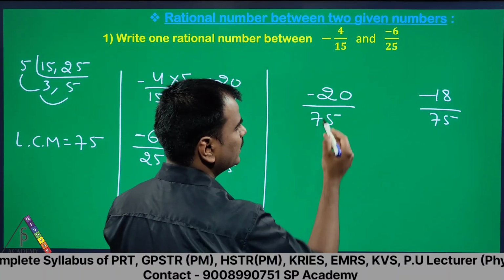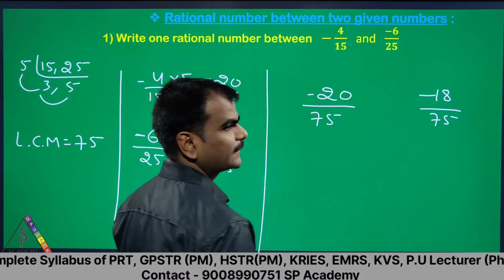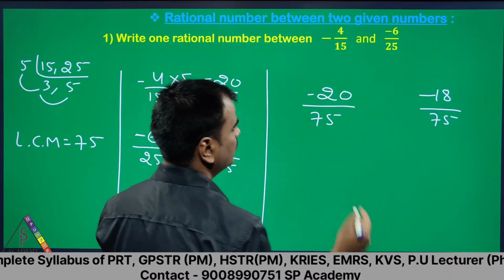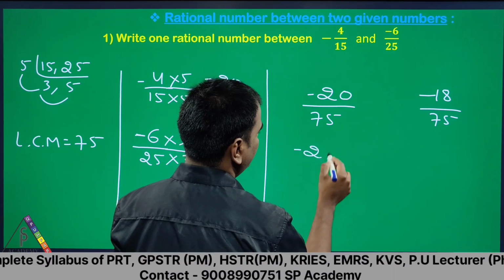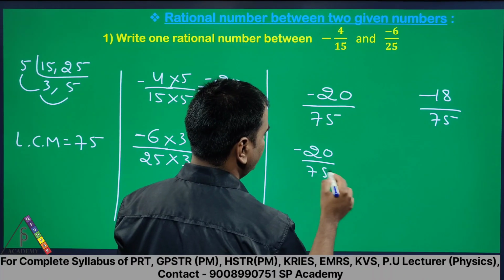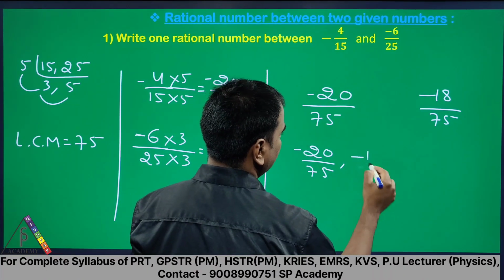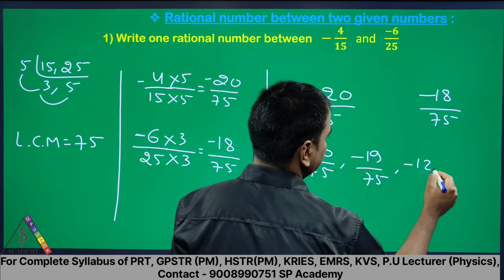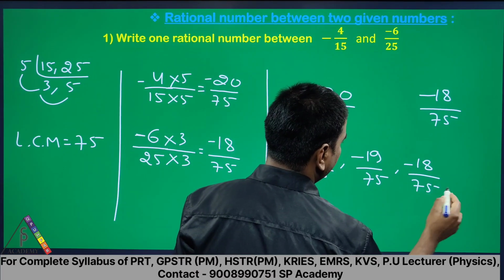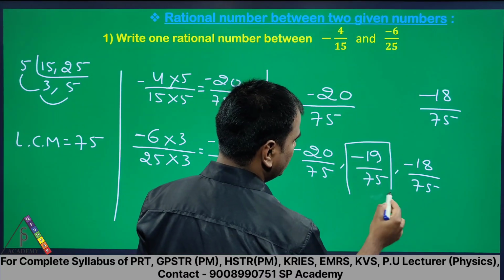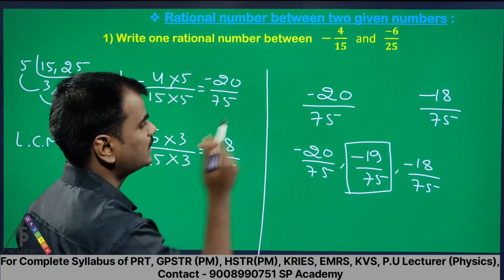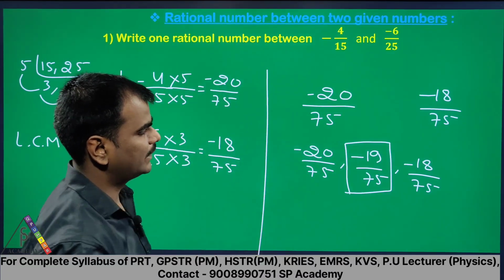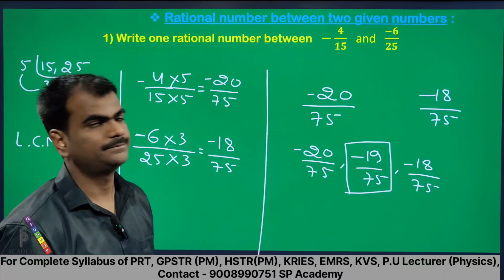This is the lesser compared to this number. We can add one number, that is minus 20, after this it is minus 19. Therefore minus 20 by 75, minus 19 by 75 and minus 18 by 75. Therefore the rational number between these two rational numbers is minus 19 by 75.